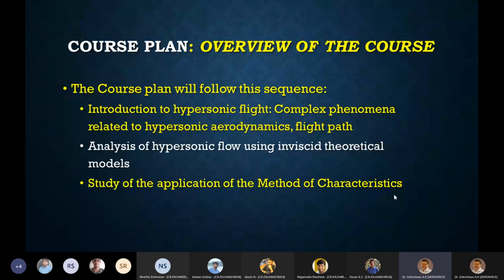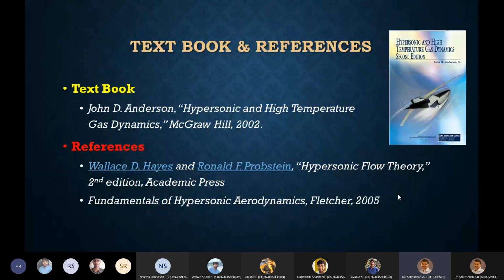And we will also briefly discuss the method of characteristics as applied to hypersonic flows. And we will look at the effect of viscosity, because in the initial parts we are constrained to an inviscid approach, and later we will also look at the main impact of viscosity and heat transfer. So I have not listed it here.